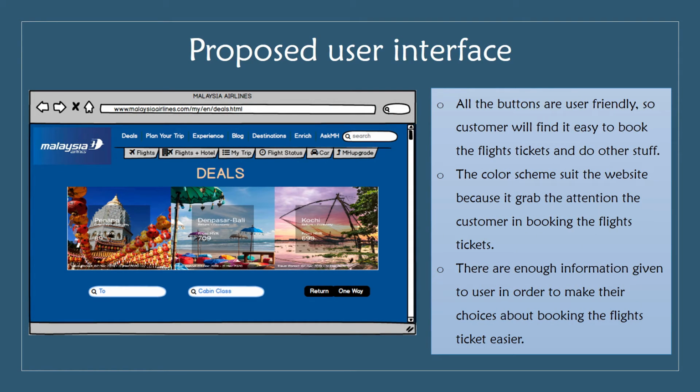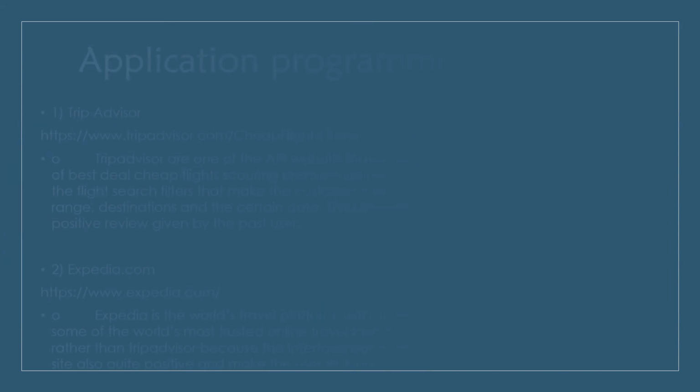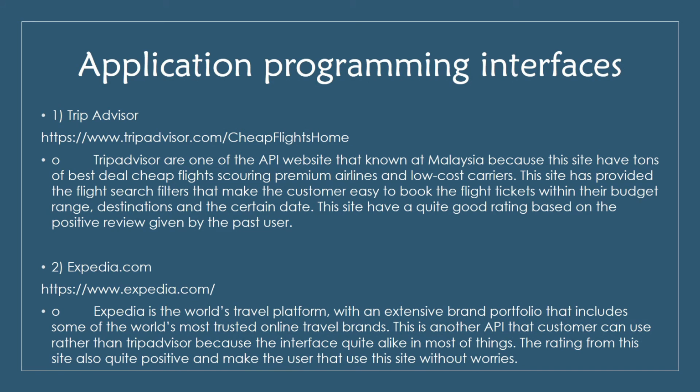So, this is the proposed user interface. The reason why we propose this user interface is because all the buttons are user-friendly, the color scheme suits the website, and there is enough information given for the user. The application programming interface that has been used is TripAdvisor, and the one that we propose to replace the existing API is Expedia.com.